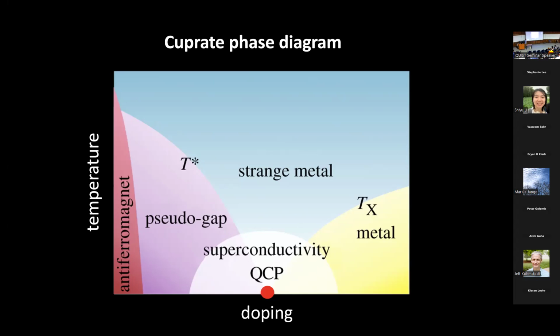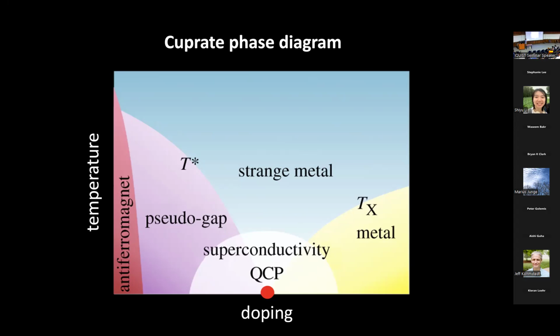So these two phases, the Mott insulator and the antiferromagnet, are phases we understand very well from theoretical simulations of the Hubbard model. We know they're there in the cuprates. We know they're there in the simulations. And so they're good benchmark phases to test our quantum simulators on.